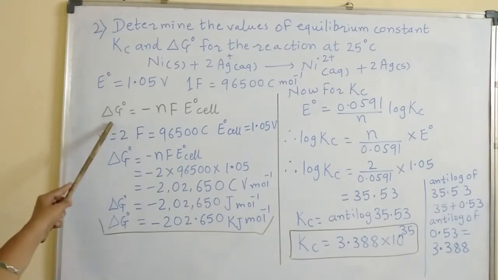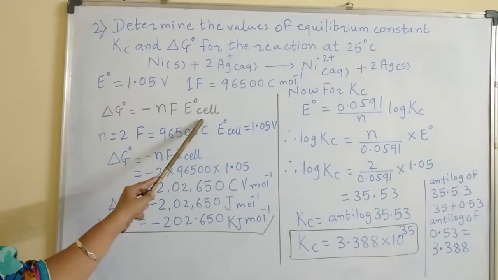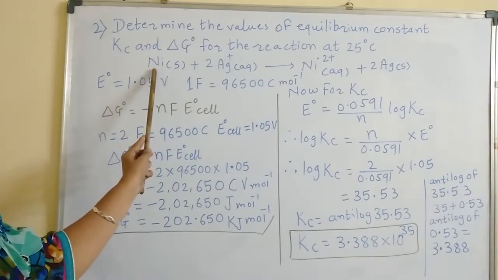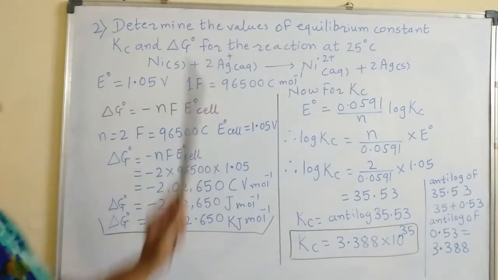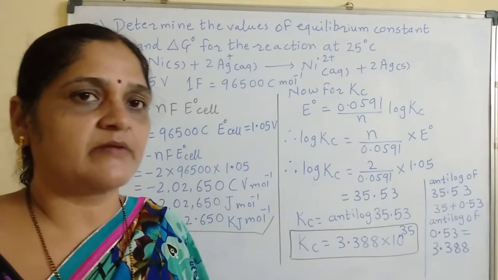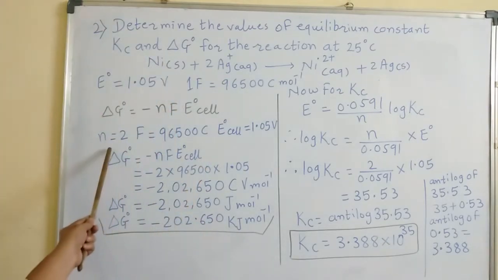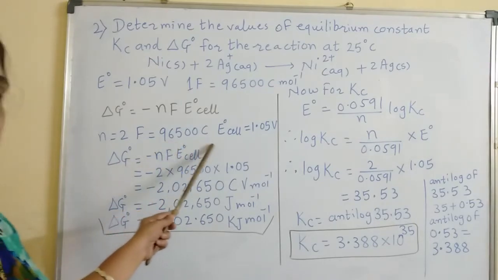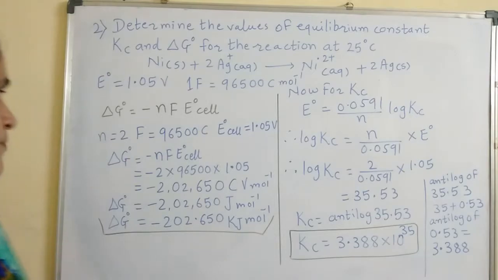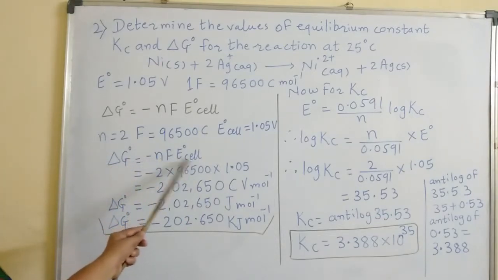Now first we are going to calculate delta G naught value, that is equal to minus nF E naught cell. n is equal to 2. The reaction shows us that nickel loses 2 electrons to produce Ni2 plus. So whatever number of electrons lost by nickel will be accepted by silver. And therefore n is equal to 2, F is equal to 96,500 coulomb and E naught cell value is equal to 1.05 volt. So delta G naught is equal to minus nF E naught cell.